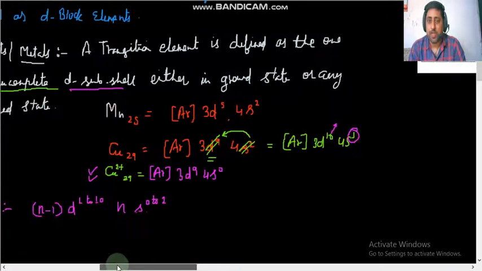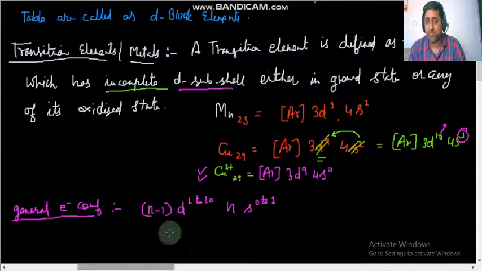Okay, so in the last video we were discussing the general electron configuration, and I told you that this general electron configuration contains d1 to 10 electrons, in the d subshell of the second last orbit, and similarly the s subshell of the last orbit contains either 0, 1 or 2 electrons. So let's see some examples.